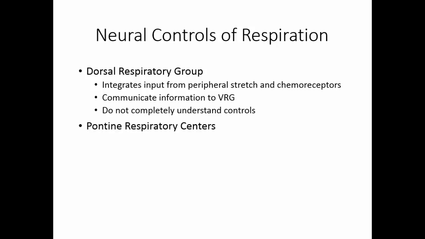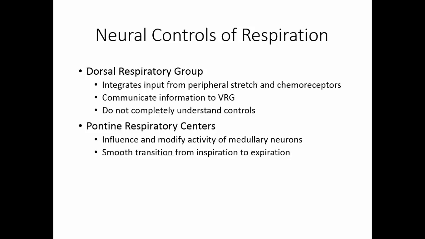Then in the pons, we have the pontine respiratory centers. They influence and modify the activity of the medullary neurons. Again, we're not quite sure what they do, but we think they smooth the transition from inspiration to expiration. So those are relatively smooth. You don't just suddenly inhale and then suddenly exhale, but you kind of have that rhythm of inhale and exhale.